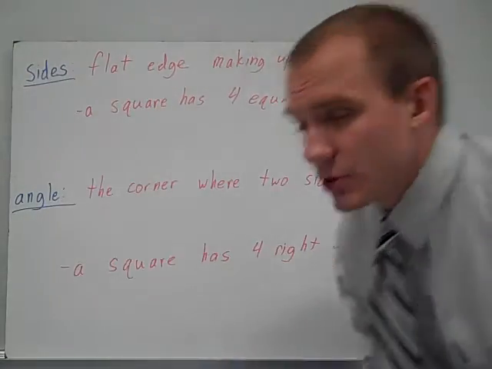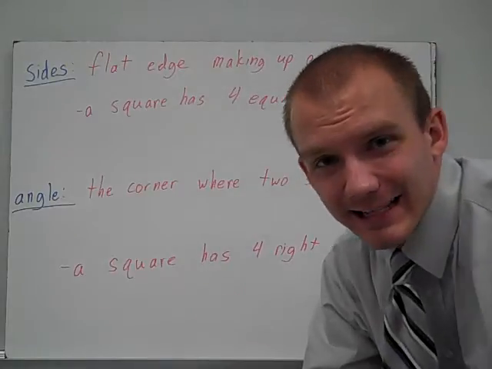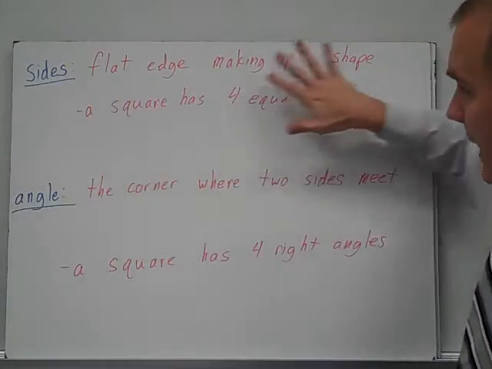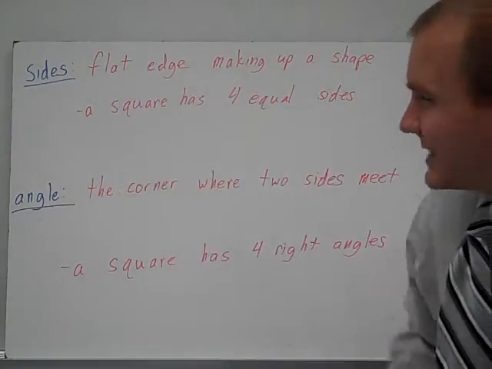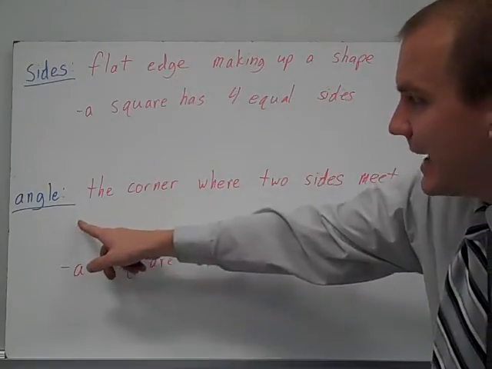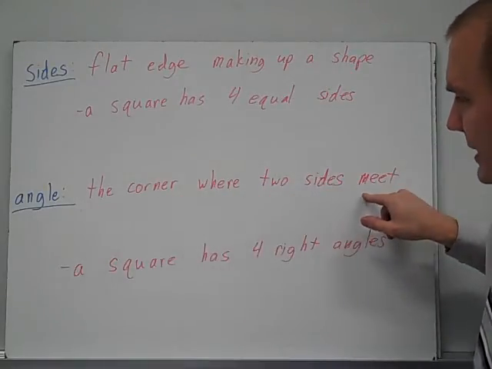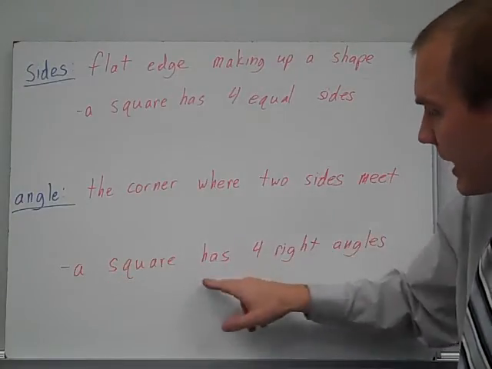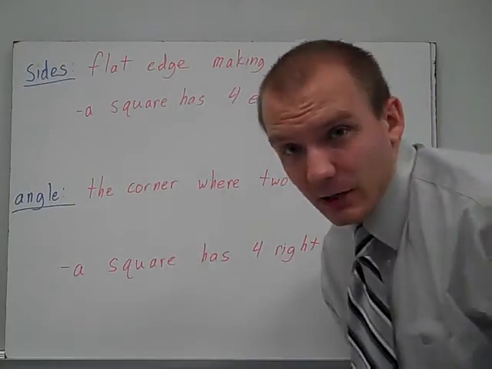So let's talk about those two underlined words that we look at, sides and angles. A side is a flat edge that makes up a shape. For example, a square has 4 equal sides. An angle is the corner where two sides meet. So a square, again, has 4 right angles.